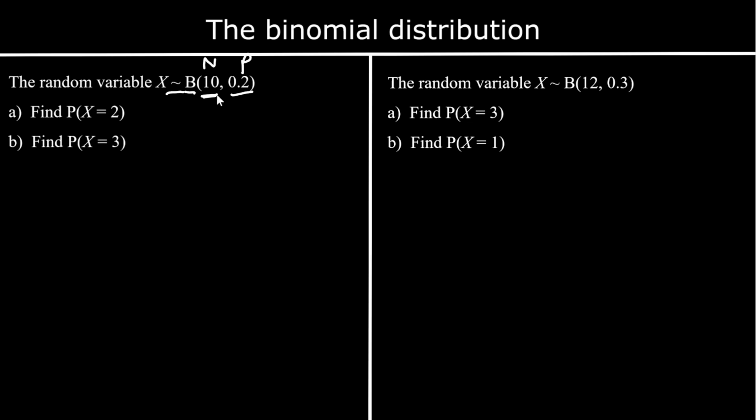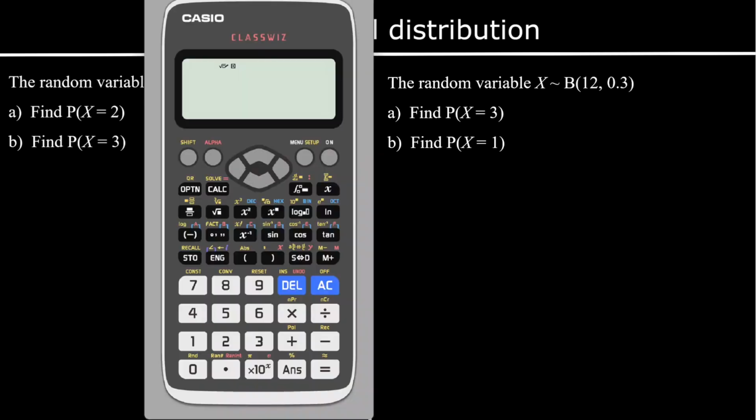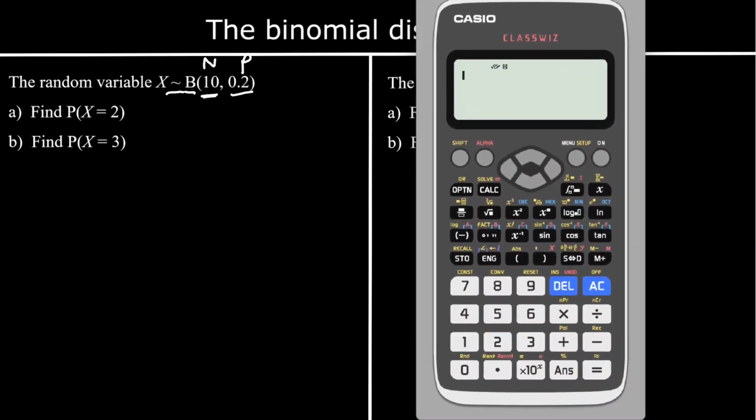The question for part A is find the probability that X equals 2. Find the probability that we get 2 heads. We get 2 successes out of the 10 trials. We're going to use a calculator to work this out. So we'll grab our calculator.